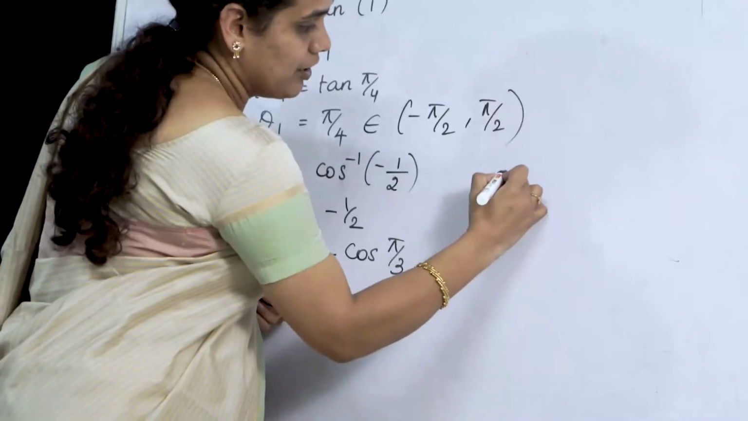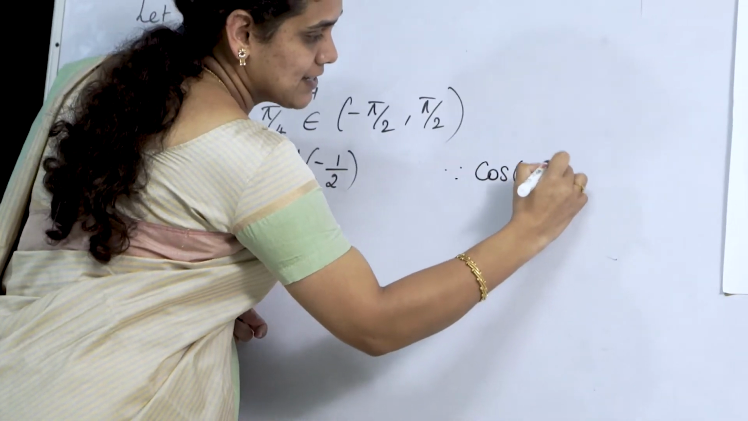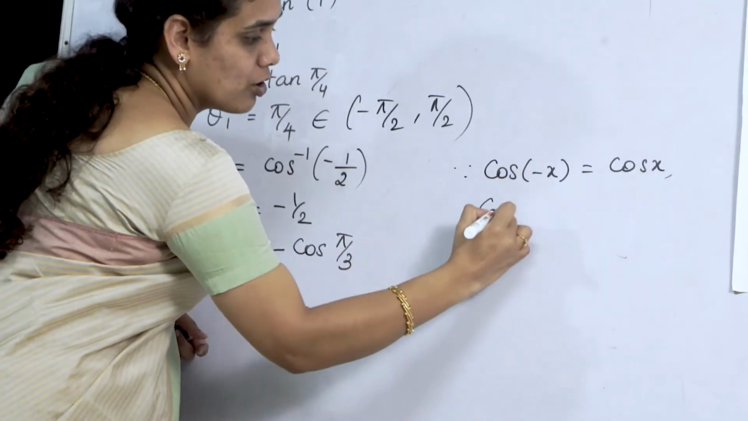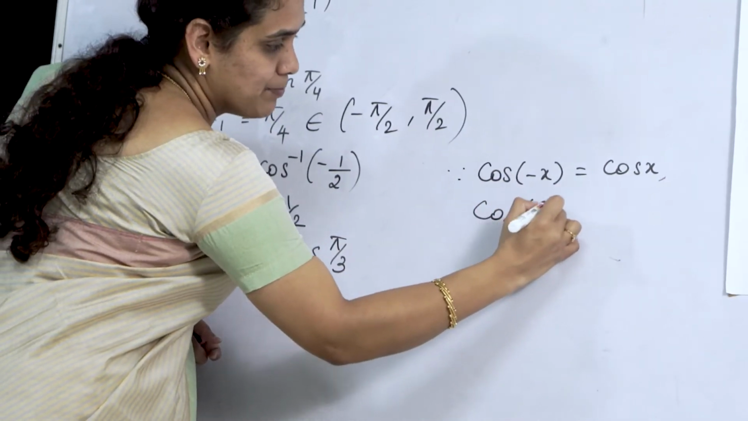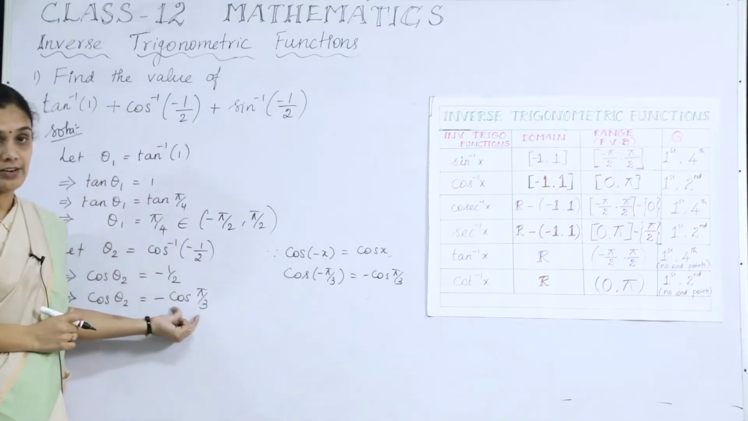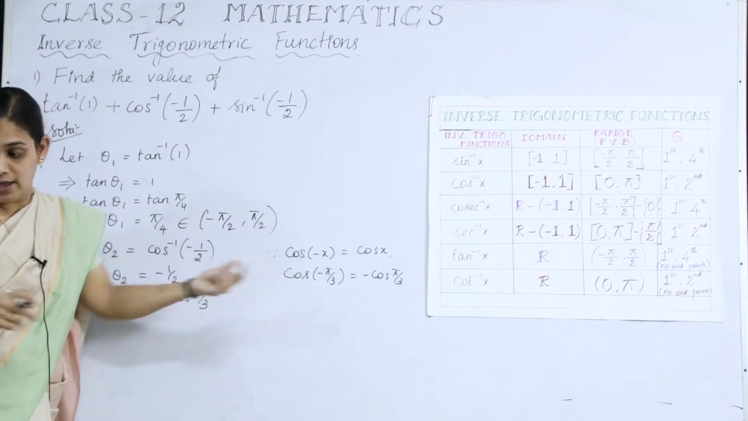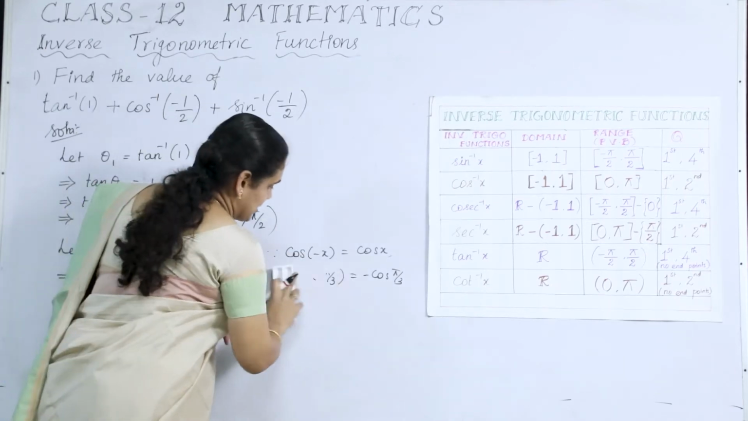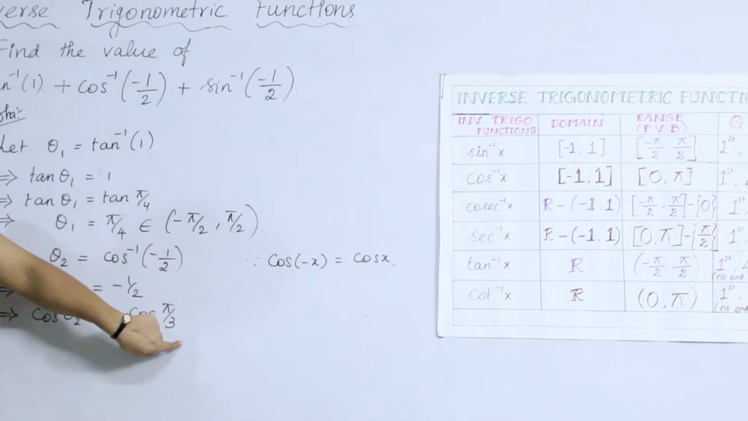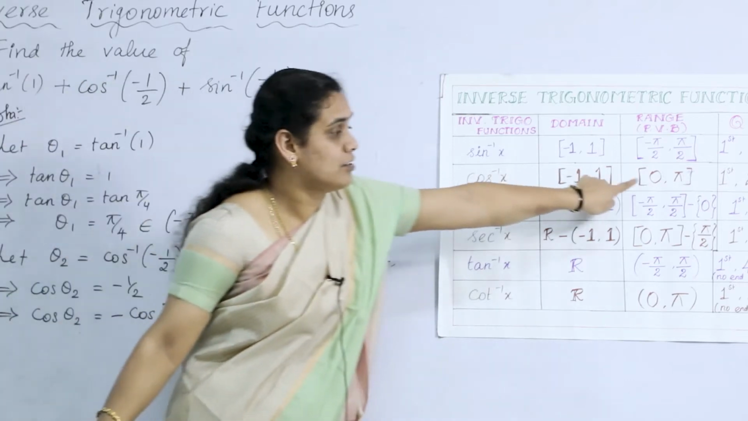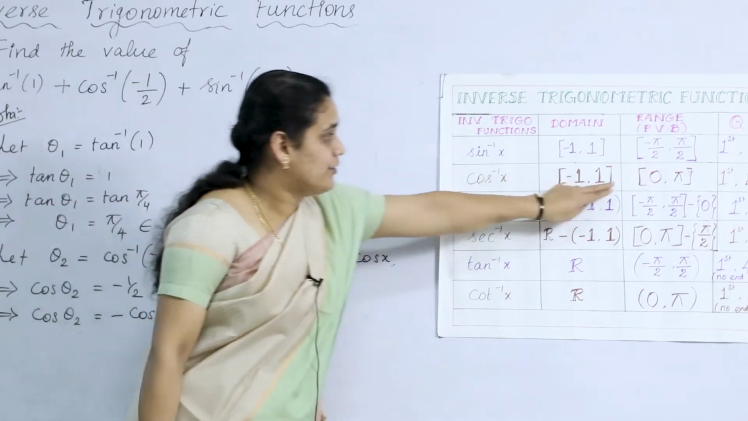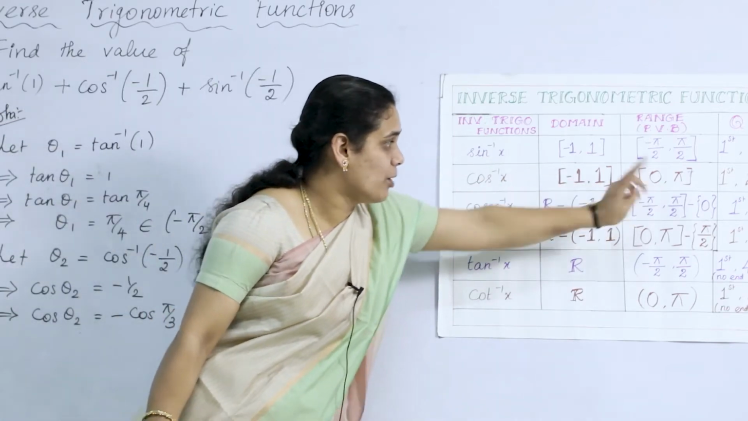Also, if you remember, cos of minus x is equal to plus cos x. So, in this case, cos of minus pi by 3 will not be equal to minus cos pi by 3. Therefore, we cannot rewrite this as cos of minus pi by 3. It goes wrong. Also, minus pi by 3 is minus 60, which is not in our principal branch. So, minus pi by 3 is not our answer. Therefore, we have to get the value in the interval 0 comma pi.